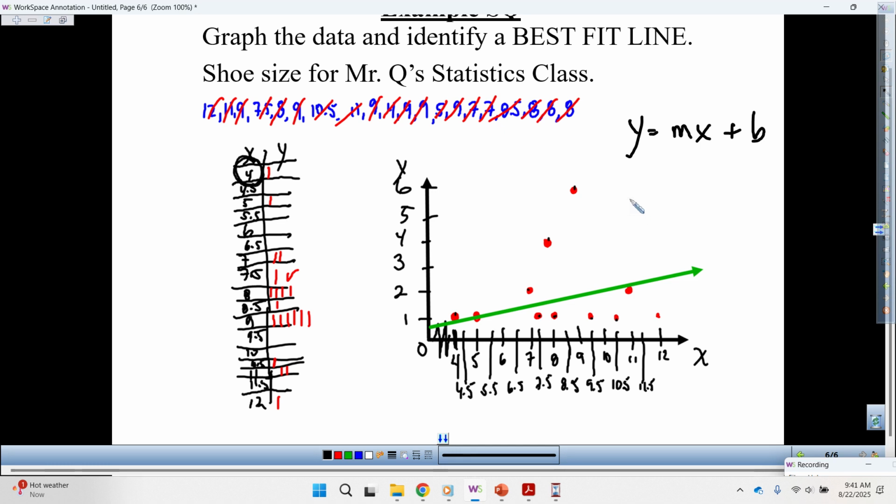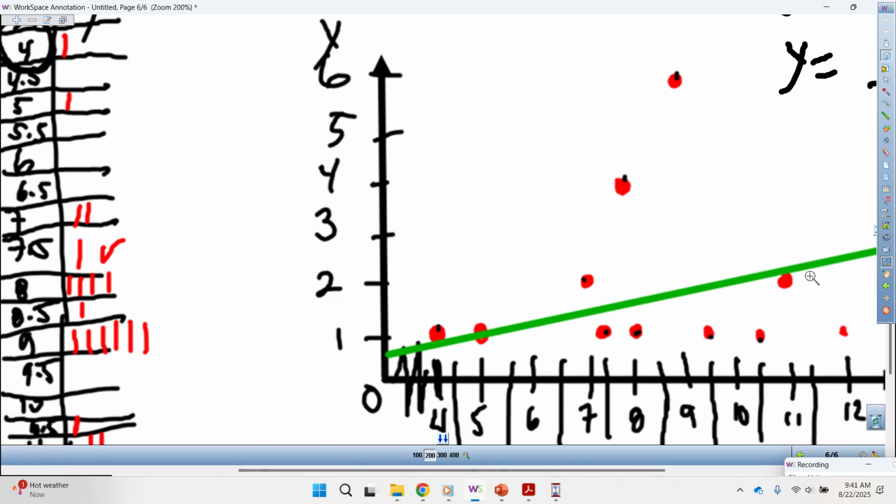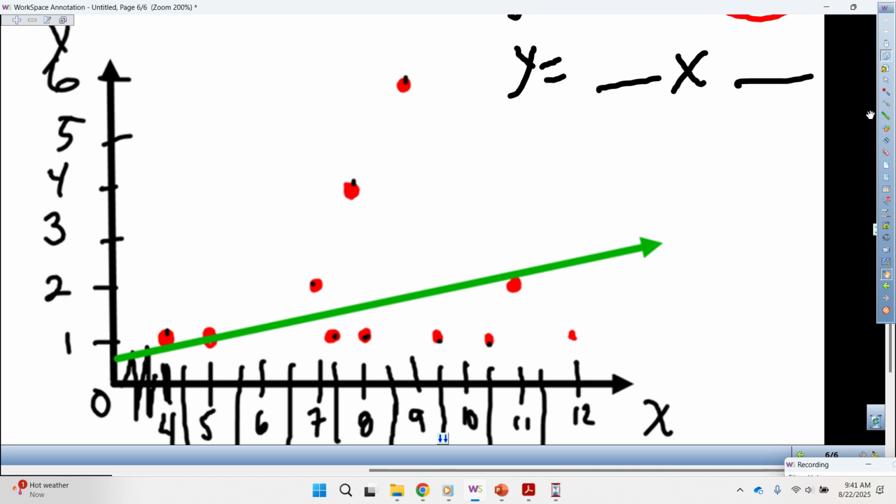Now, I already gave you a quick review on the warm-up for this, but here it goes one more time. y = _x + _. And I'm going to start with the plus b. Remind your neighbor what the plus b stands for, please. What does plus b stand for? The y-intercept. So, what shall I write here according to my graph? Let me zoom in. Look up. What do you guys think? 0.75, okay, I'll take that, plus 0.75.